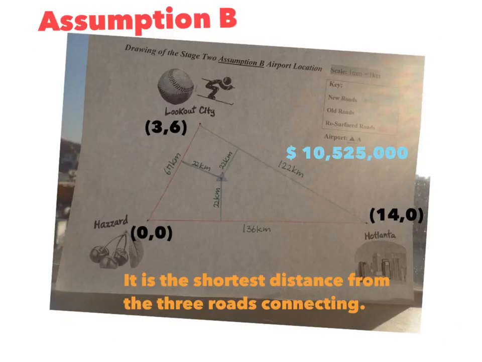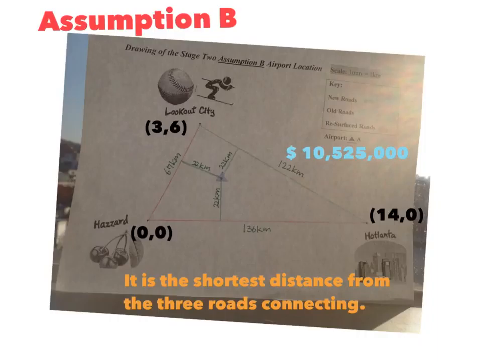In Assumption B, the airport had to be built at a location that was the shortest distance from the three roads connecting the cities. We created a step-by-step process that describes how we found the airport location. First, measure the angle of Lookout City and find a line that divides the angle in half. Second, measure the angle of Hazard City and find a line that divides the angle in half. Third, measure the angle of Atlanta City and find a line that divides that angle in half. Fourth, find the spot where the three lines intersect. Finally, draw a perpendicular line with each line.